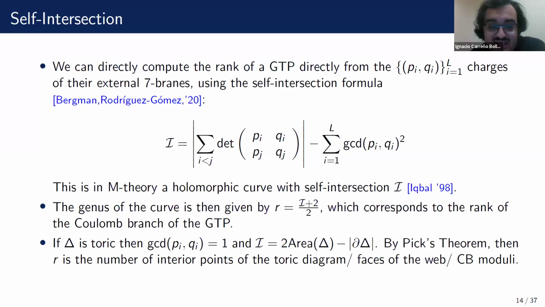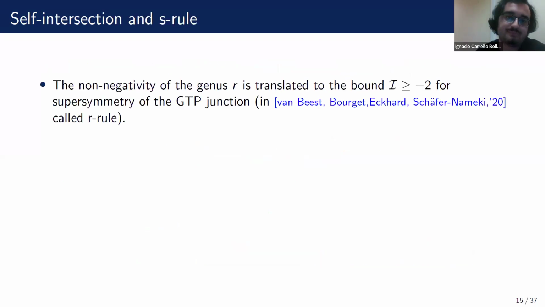A way to see this is to consider the toric case. This is when P and Q are coprime. So this self-intersection formula reduces to twice the area of the toric diagram minus its perimeter. Now we can use Pick's theorem and find out that the genus is given exactly by the number of interior points of the toric diagram, which, as we've seen, is equivalent to the number of faces of the fully resolved web or the number of Coulomb moduli.